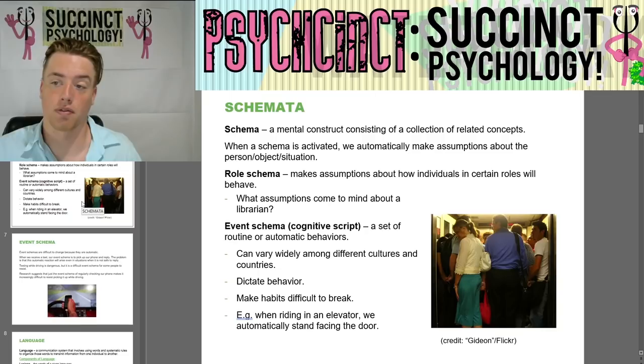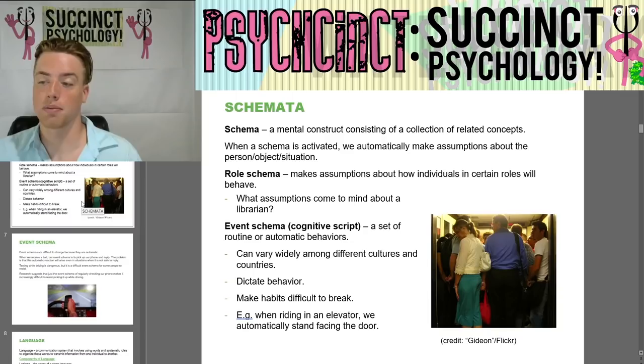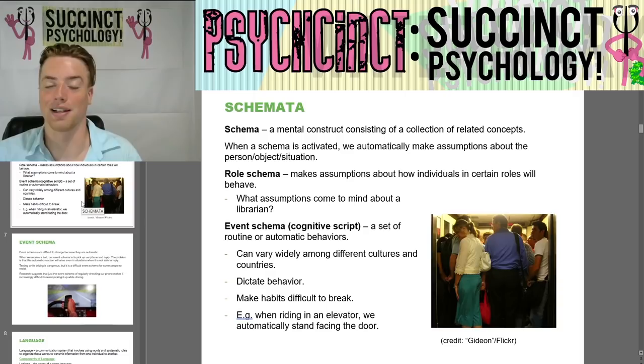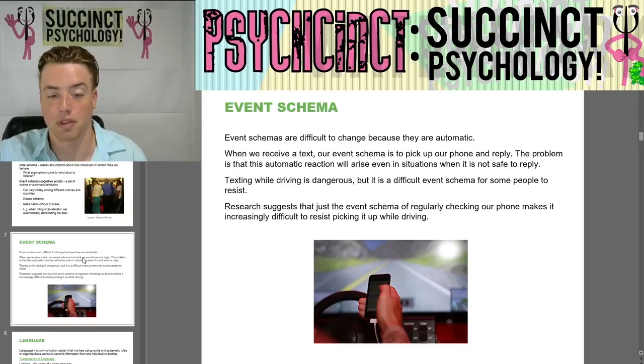An event schema, or a cognitive script, is a set of routine or automatic behaviors. They can vary widely among different cultures and countries. They dictate behavior and they make habits difficult to break. For example, when riding in an elevator, we automatically stand facing the door. I have a picture there, but unless it's a really crowded elevator, you're probably going to face the door. It's a cognitive script.